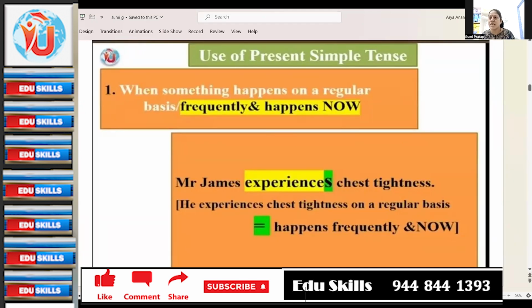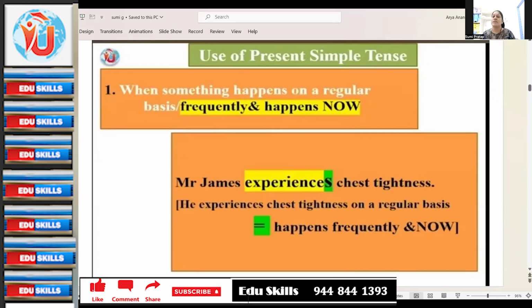Mr. James experiences chest tightness. He experienced chest tightness on a regular basis, happening frequently, and now is having this chest tightness. So we can write this in the case of frequently, if the patient is complaining of the pain. Second, we can go for that.